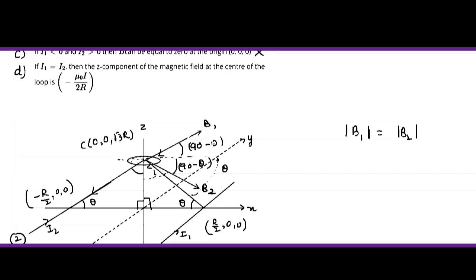Okay, 90 minus theta. That means what will happen? Due to this and this, the magnetic field would be just in the horizontal direction. The vertical component would be cancelled. If we draw the components, the horizontal component would be B1 cos of 90 minus theta, that means B1 sin theta. And this would be B1 sin of 90 minus theta, that means B1 cos theta. Now due to this, in this direction it would be the same: B2 sin theta, and in this direction B2 cos theta. Now we see that B1 and B2 are equal, so this component would be cancelled. That means along the Z direction, there would be no net magnetic field due to the wire.